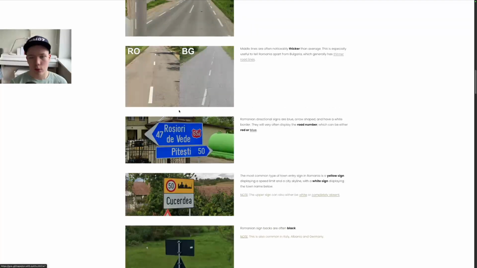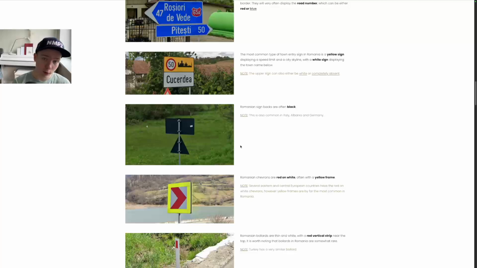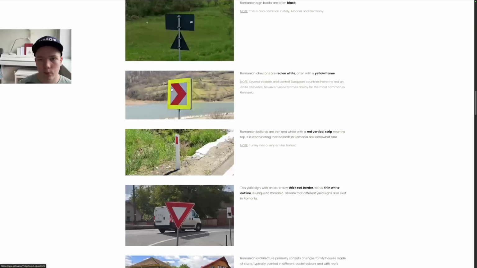And yeah, the road signs as well look quite recognizable. Just take a look at the signs and you will always know those. Sign backs are often black, yeah, that is true. Red on white, and sometimes with a yellow frame, but I mean, saying often, but not often.